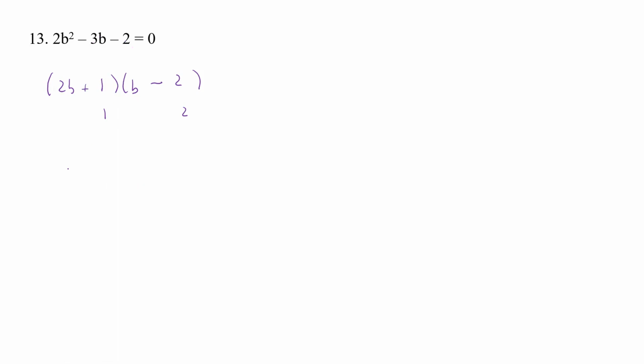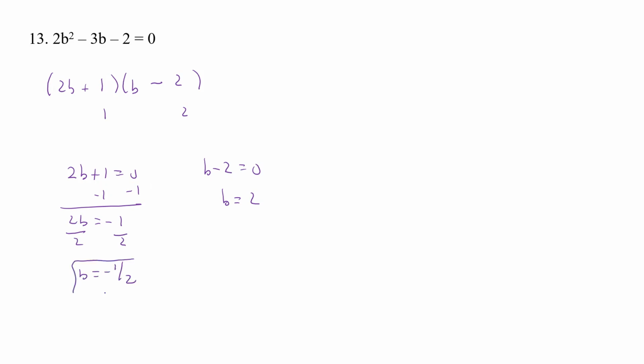Now we set each of those factors equal to 0. Here b equals 2. Here we subtract 1, and 2b equals negative 1. Divide by 2, b equals negative 1 half. And so again, two solutions, both work for this example, so we don't have to worry.